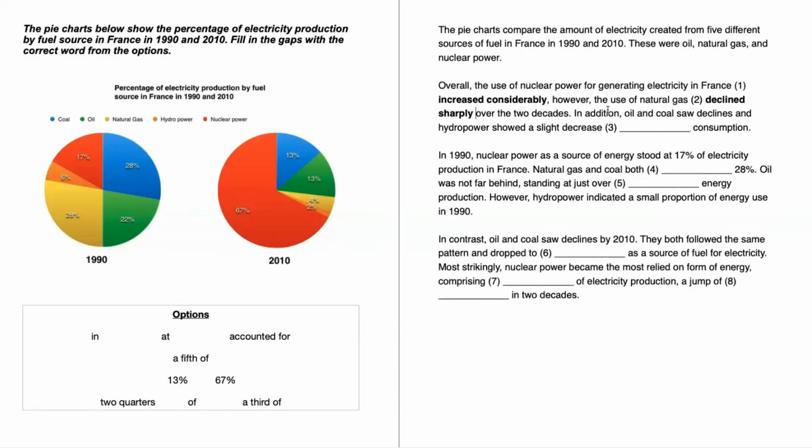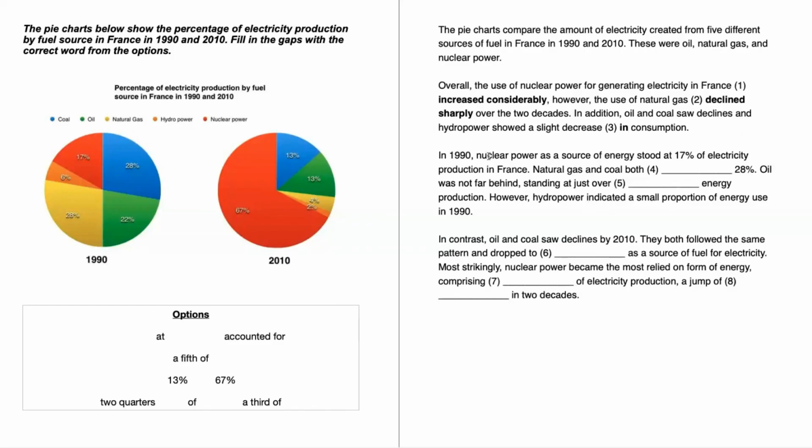In addition, oil and coal saw declines, and hydropower showed a slight decrease, blank consumption. So again, just hydropower in orange from 6% to 2%. It showed a slight decrease in consumption. So that is the correct preposition. Make sure, of course, you're not forgetting the importance of your prepositions. Let's go ahead into our first body paragraph.